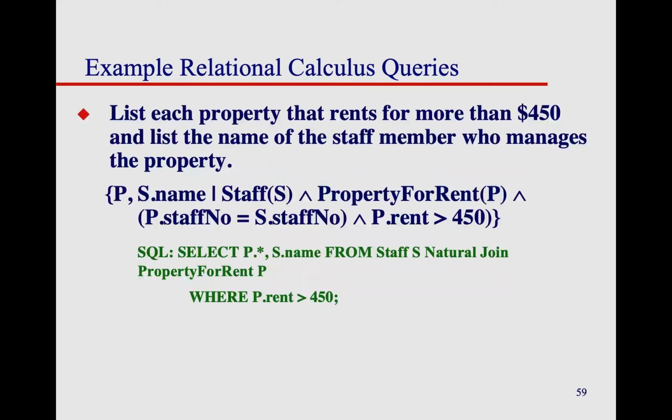Okay, so here we want to list each property that rents for more than $450, and list the name of the staff member who manages the property. So now we can write it as a join because we want stuff from both the property and the staff name. So now it's just a straight join on the staff number and property for rent greater than $450.